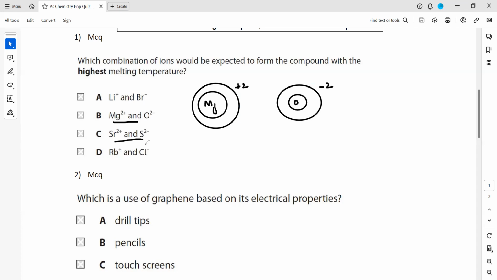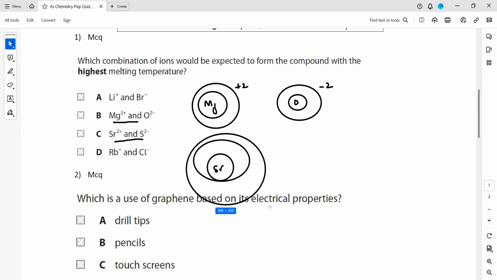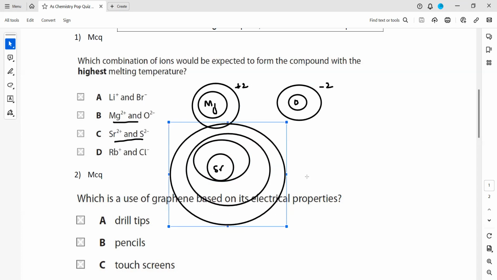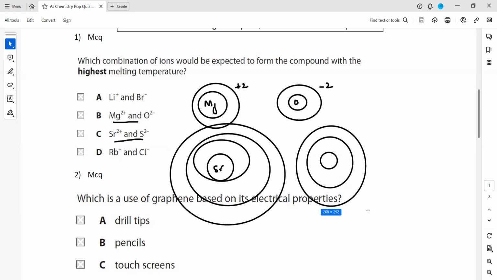But for strontium and sulfur, as we go down the group, the number of shells increases. The charge is the same, but they have more shells. For sulfur also, first shell 2, second shell 8, third shell 8 as well. So the size of the ion is getting larger. As a result, what will happen? The attraction becomes weaker. The strength of the ionic bond is weaker compared to magnesium oxide.